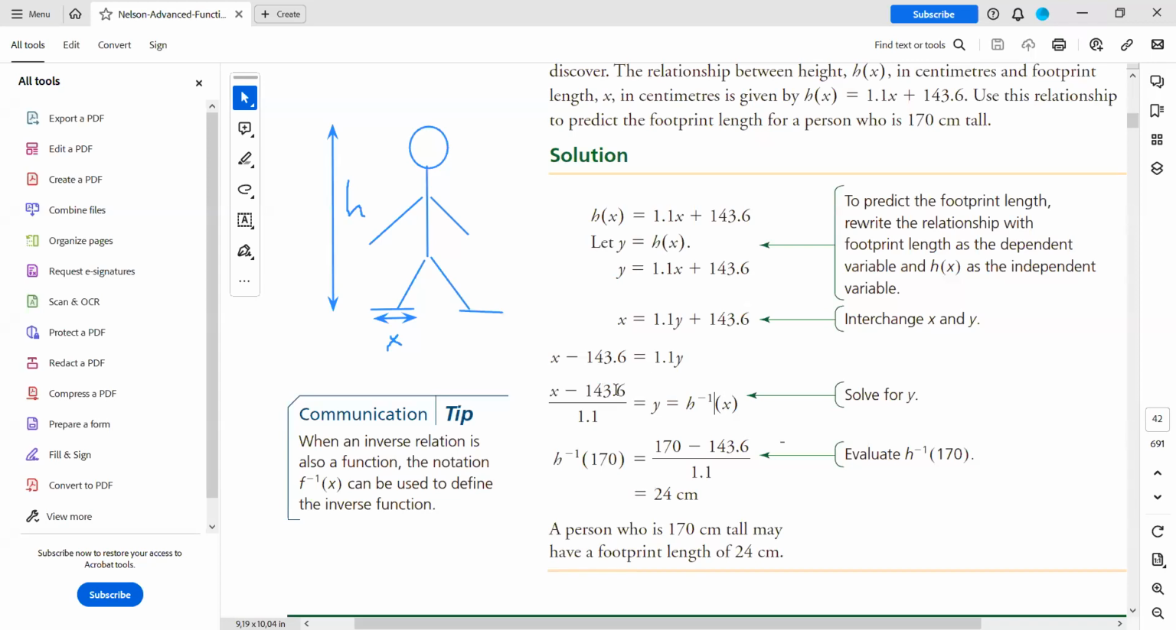So now what we have to do is evaluate our inverse function for height 170, so for basically x, right? Because x is our independent variable in our inverse function. So substituting 170 for x, we're going to see that 170 minus 143.6 divided by 1.1 is going to be 24 centimeters. A person who is 170 centimeters tall may have a footprint length of 24 centimeters.